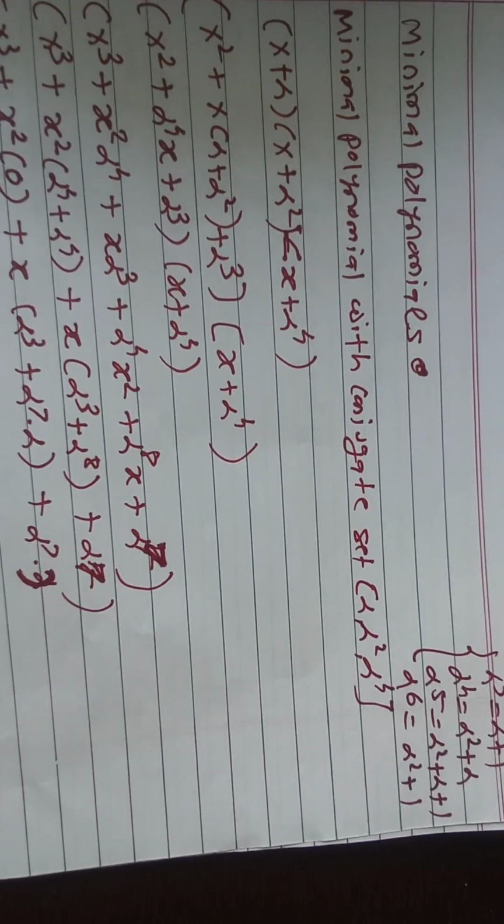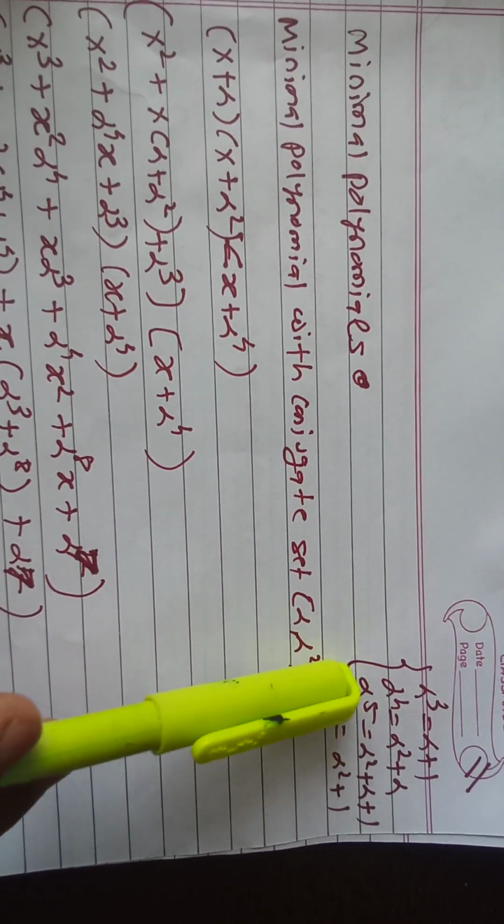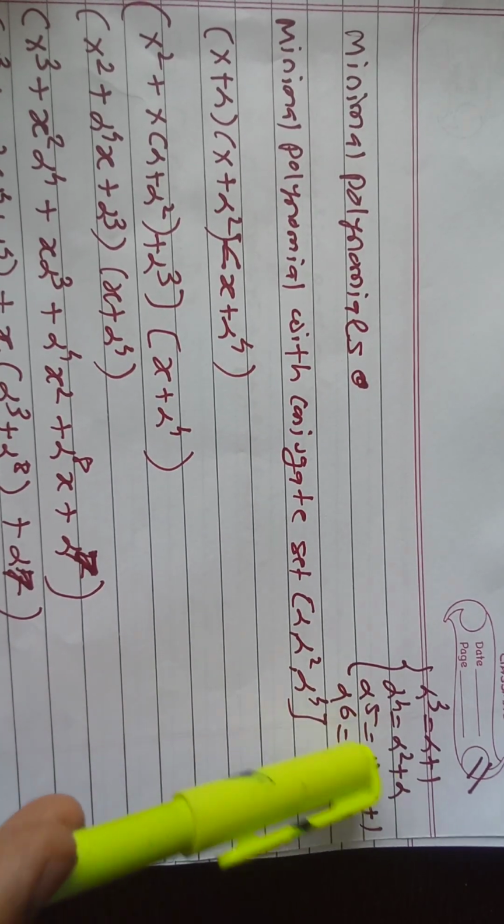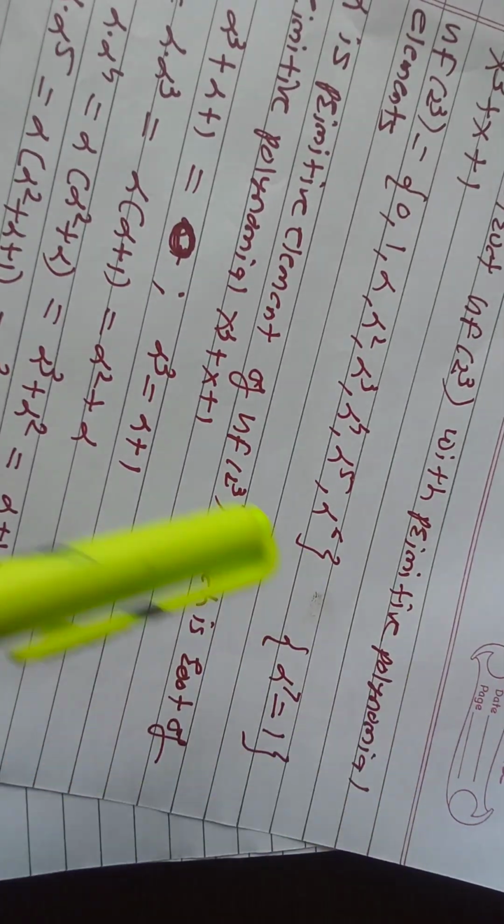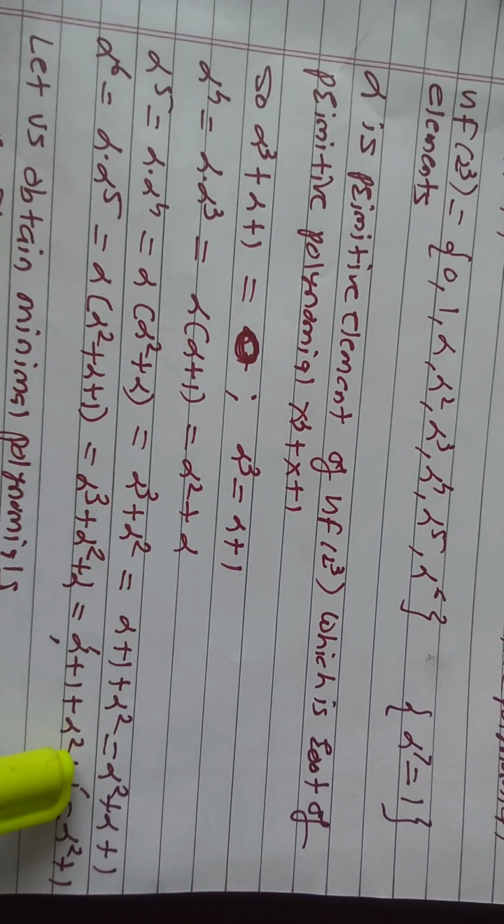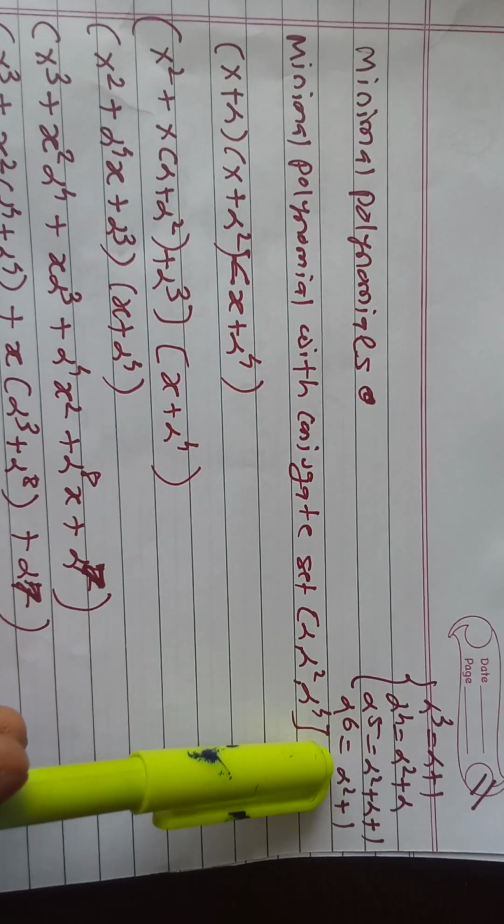After that you have to find the minimal polynomials. For finding the minimal polynomials, you require the equations which are formed as a mod of the primitive polynomial, which were obtained here. Alpha cube is alpha plus 1, alpha 4 is alpha square plus alpha, alpha 5 is alpha square plus alpha plus 1, and alpha 6 is alpha square plus 1.